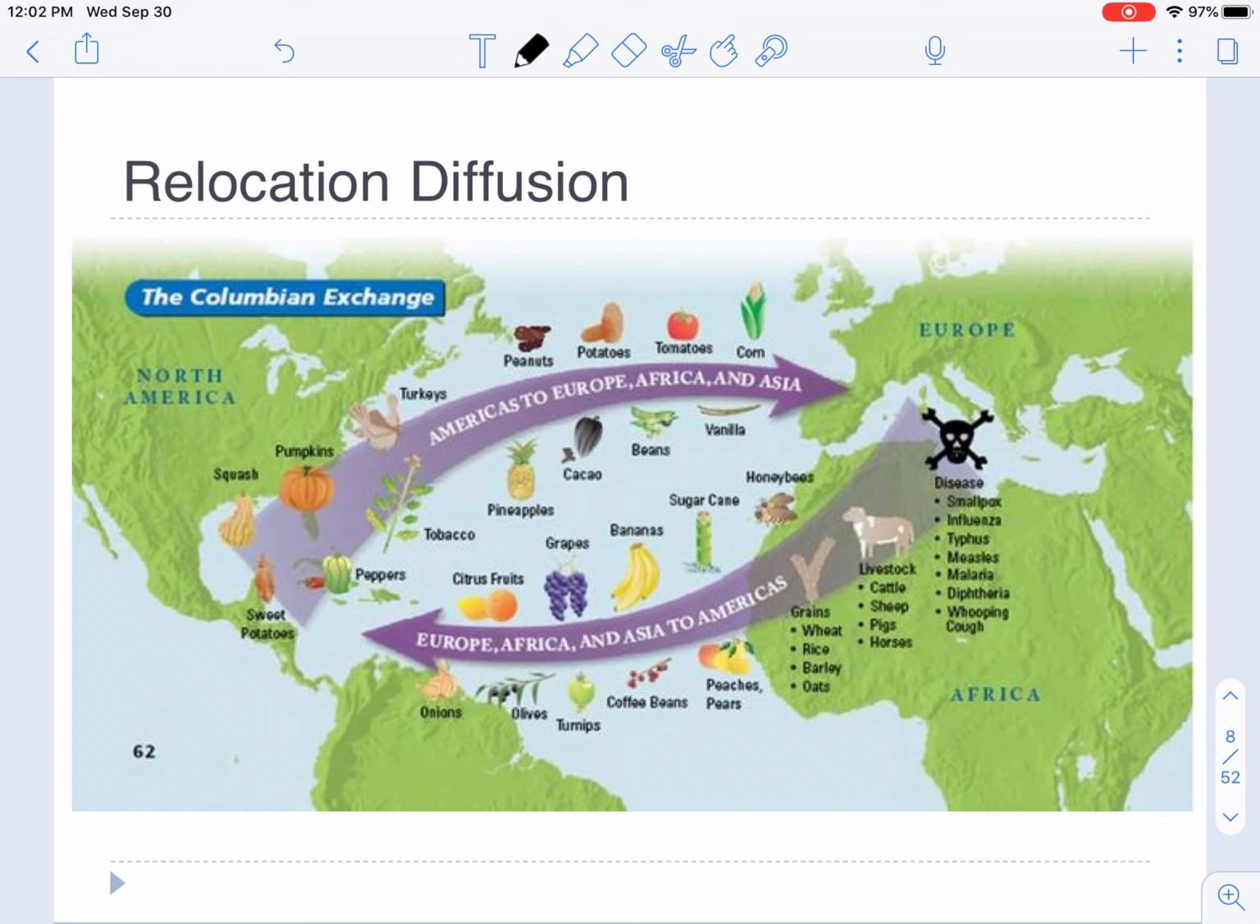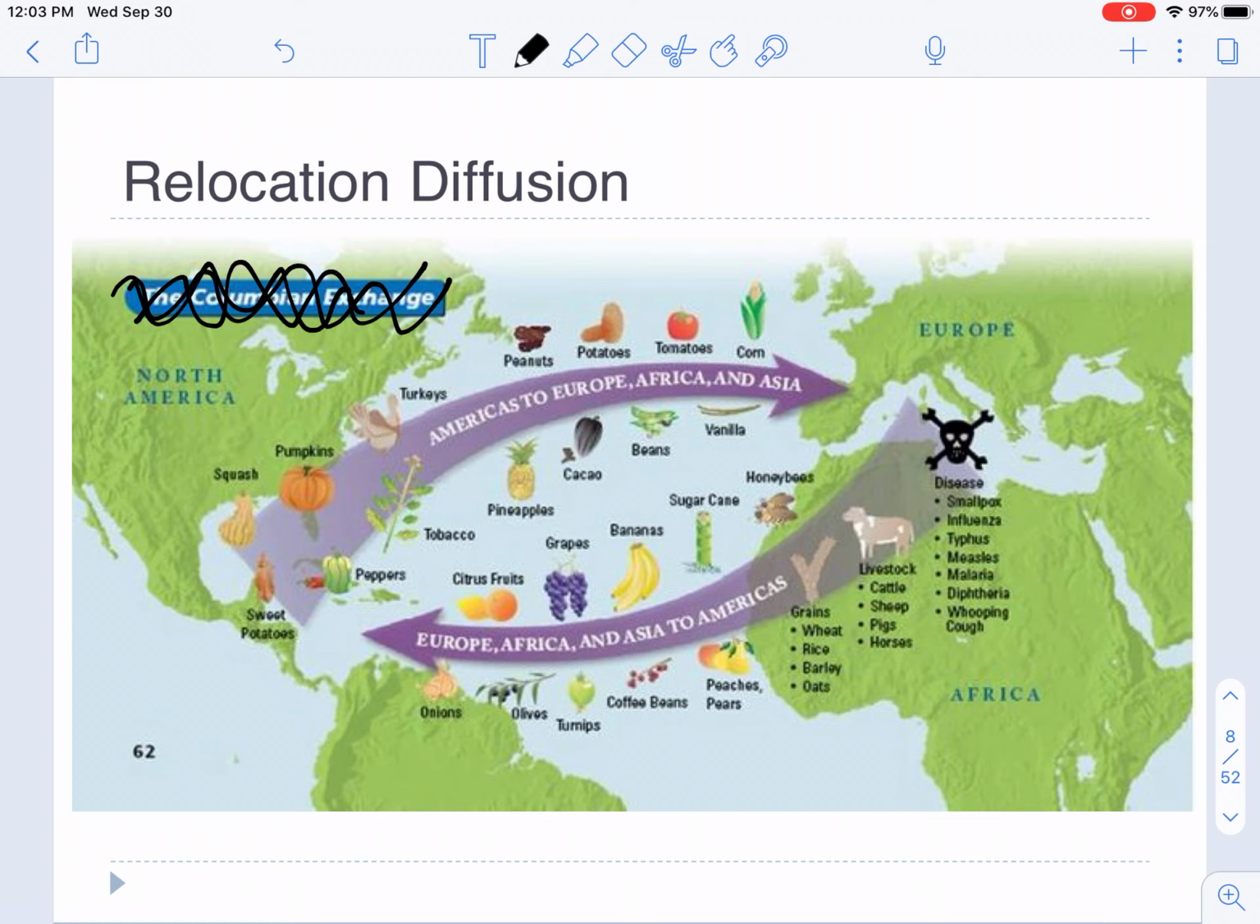Here's a more up-close view of the diffusion of some of the goods that were coming from the Americas to Europe during the colonial period and the age of exploration. This exchange has been called historically the Columbian Exchange, although more modern social scientists are taking the Columbian out of it and renaming it.